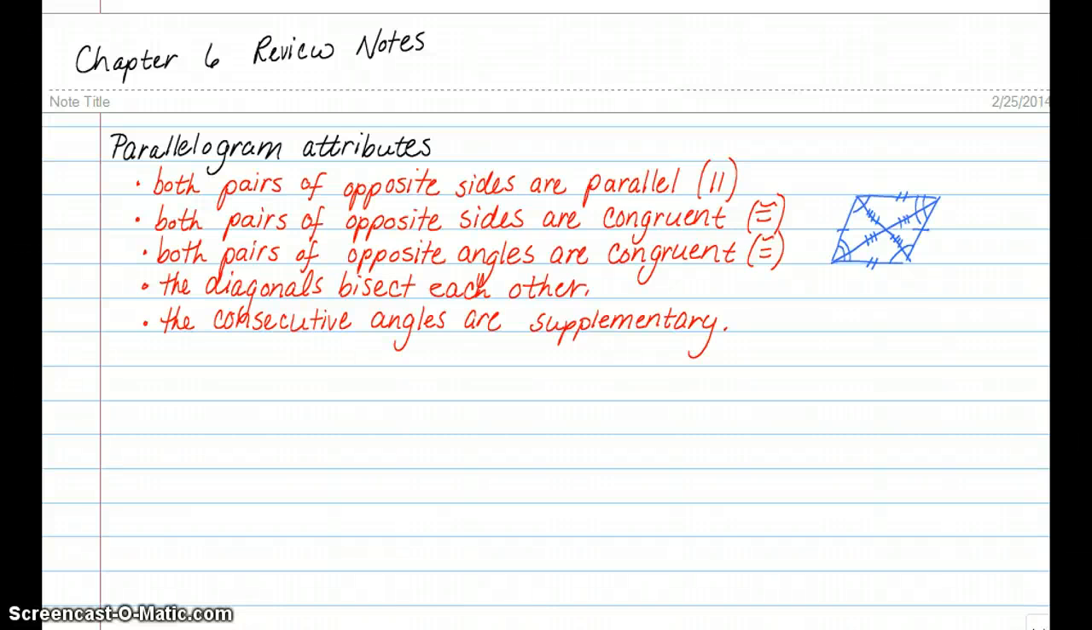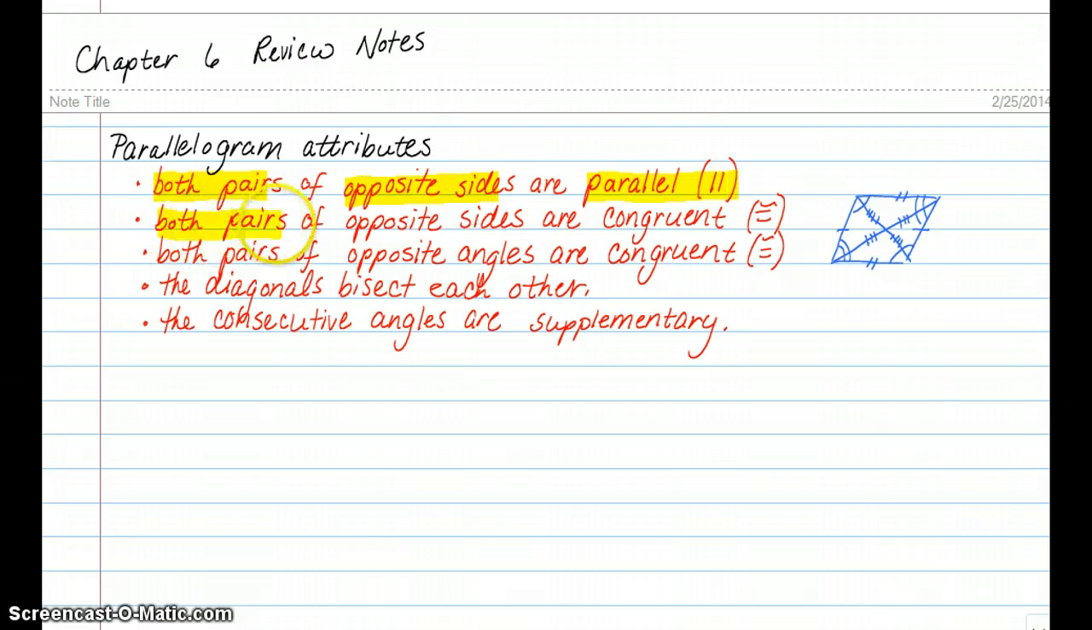These are the Chapter 6 review notes. These are parallelogram attributes. In a parallelogram, these 5 attributes will be there. Both pairs of opposite sides are parallel, so you have to use the words both pairs, opposite sides, and then there's the symbolic for parallel.